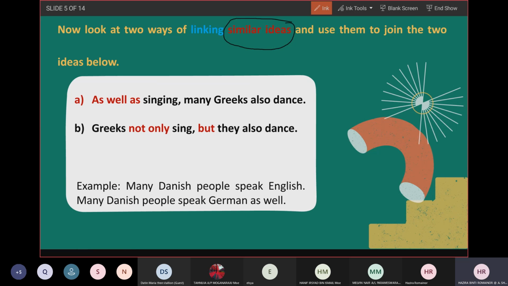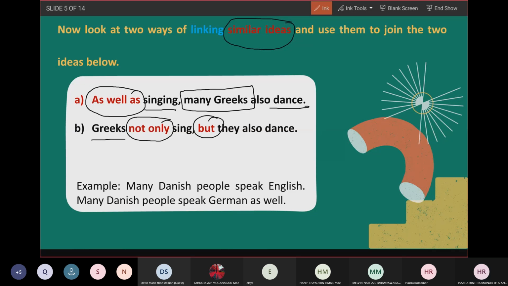Contoh, as well as singing, many Greeks also dance. Okay, so dalam ayat ni kata hubung yang digunakan as well as. Okay, idea yang sama, singing, dance. So kita tahu orang Greeks suka selain menyanyi, dia juga suka menari. Itu benda yang sama. Okay, yang kedua, Greeks not only sing but they also dance. Okay, dia guna not only and but.